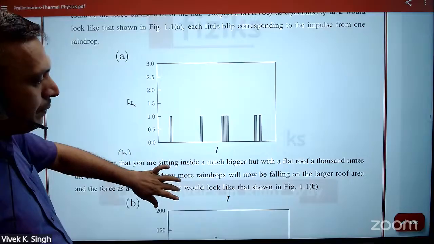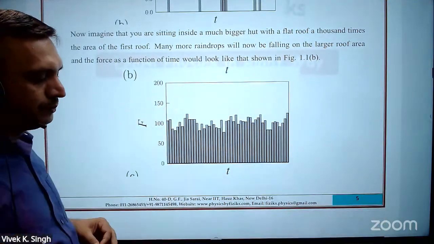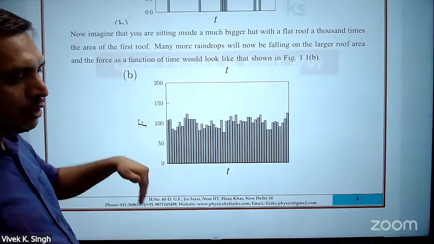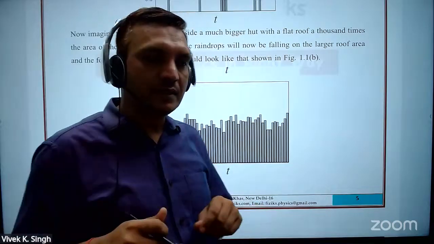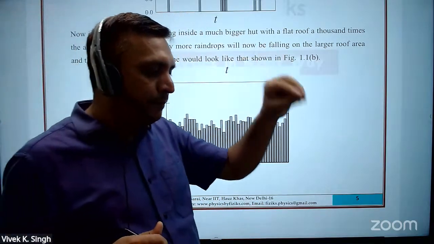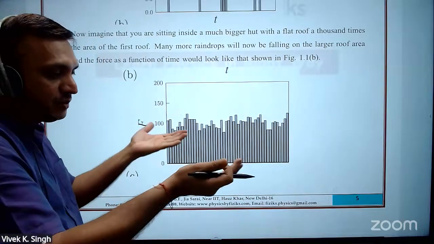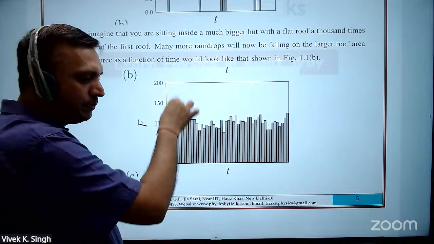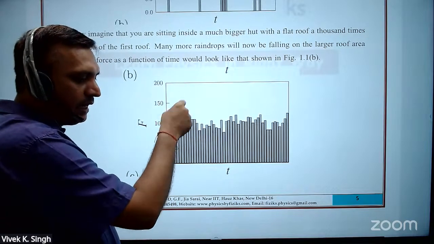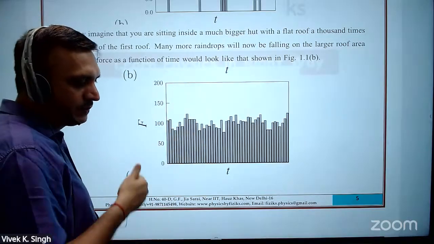Now see, what do we do now? Let's increase the size of the roof. We have increased it 1000 times. Now the area is 1000 times. The same raindrops are striking. So what will happen when the area is very large? Now at each time there is a possibility that a raindrop will strike, and more raindrops will strike on the surface. Isn't it?